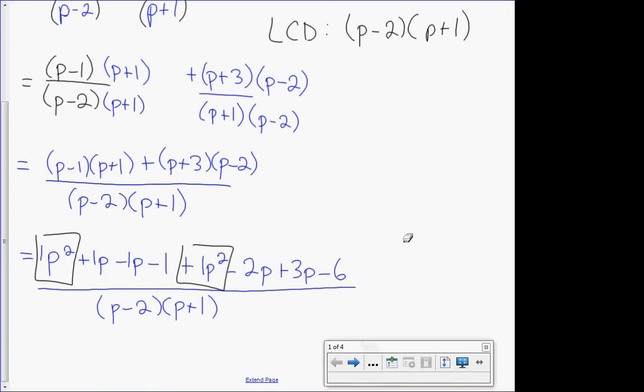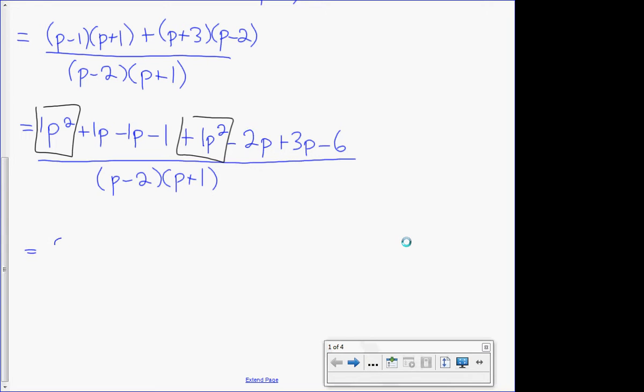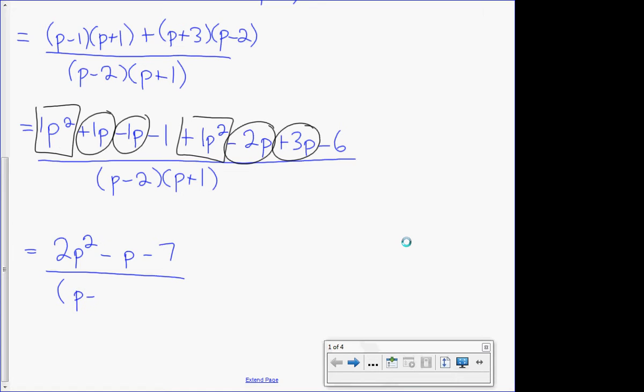So I have 2p squared. And then I have all my p's: plus 1p, minus 1p, minus 2p, plus 3p. So 1 minus 1 is 0. 0 minus 2 is negative 2. Negative 2 plus 3 is negative 1. I don't have to put the 1, I can just put negative p. You can put the 1 in there if you want, I'm not going to. And then negative 1 minus 6 is negative 7, all over (p minus 2)(p plus 1).